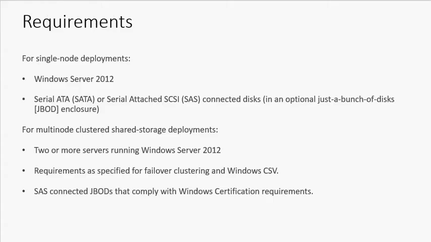In order to implement storage spaces, these are the requirements. For single node deployment, we need Windows Server 2012, serial ATA, SATA or SCSI attached disks, or a bunch of disks, which is JBOD. For multi-node cluster shared storage deployment, we need 2 or more servers running Windows Server 2012, requirements as specified for failover clustering and Windows CSV, SAS connected JBOD that complies with the Windows certification requirement.